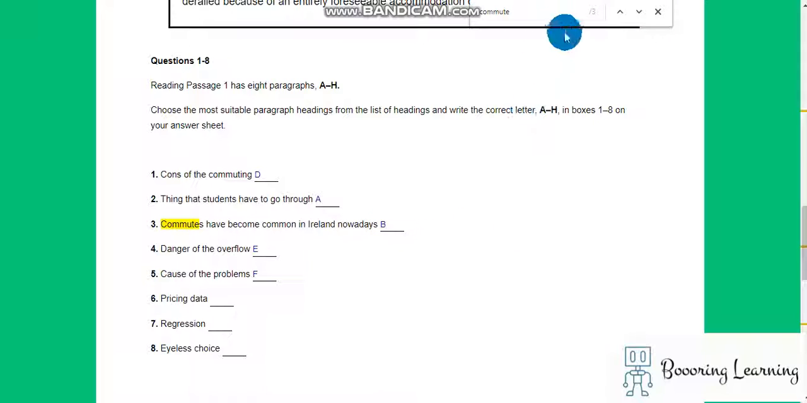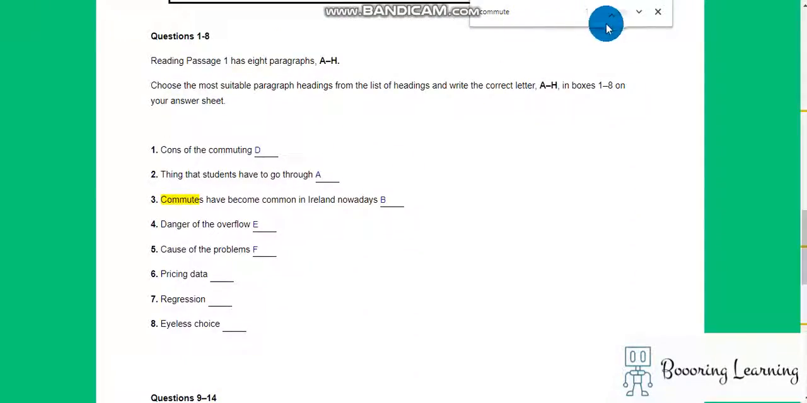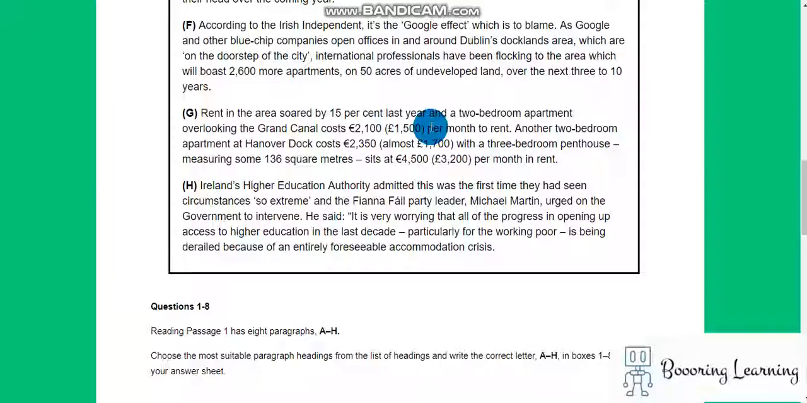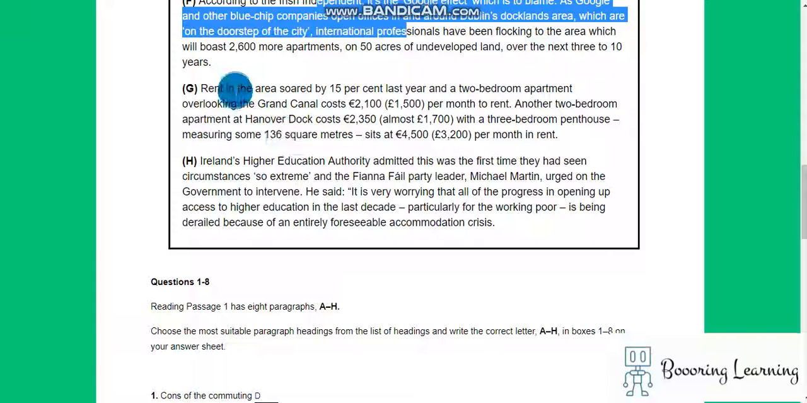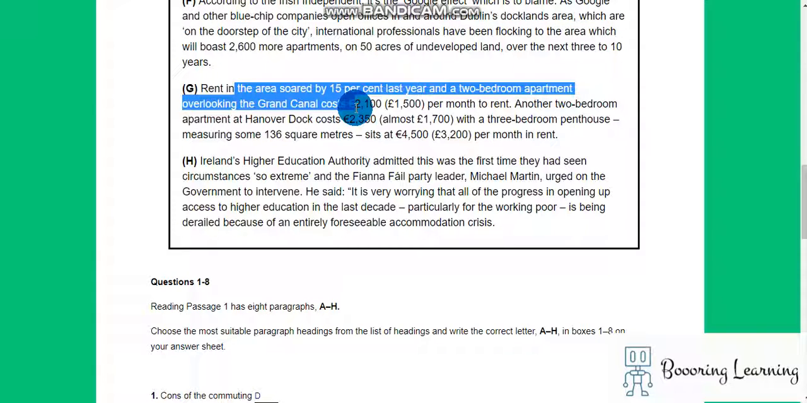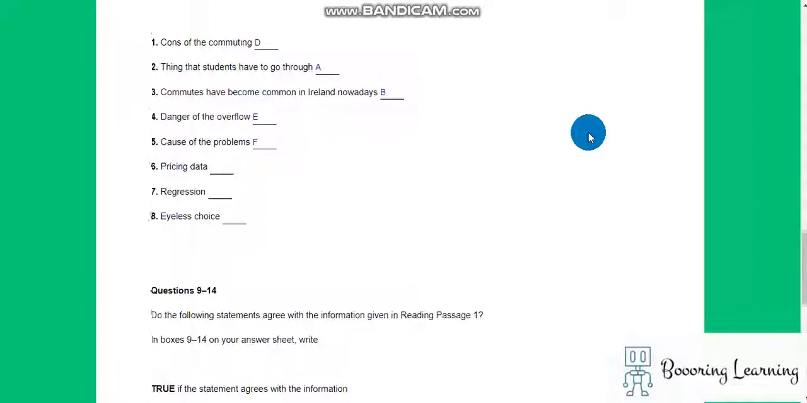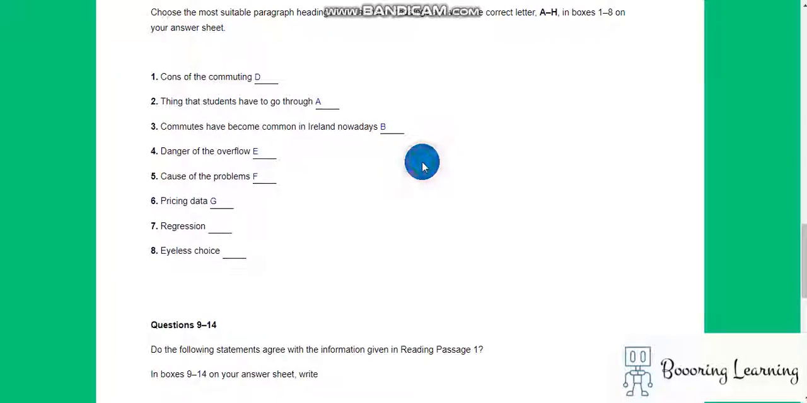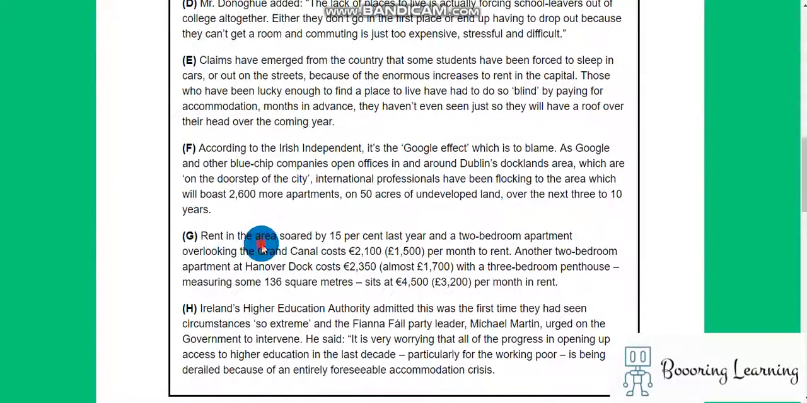Yeah, it is easy with the fast search facility, but you can't do that in the exam, so don't do it. Pricing data. Okay, according to the Irish Independent, we read that rent in the area soared by 15% last year, and a two-bedroom apartment overlooking the Grand Canal costs... the two-bedroom apartment. Pricing data. We can easily skim and see that it's like the only paragraph with numbers.